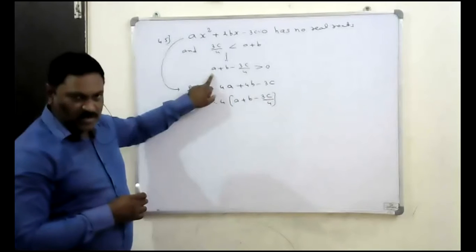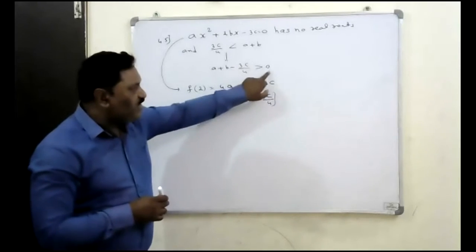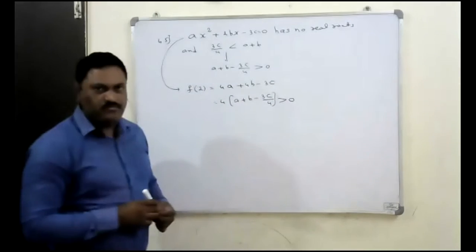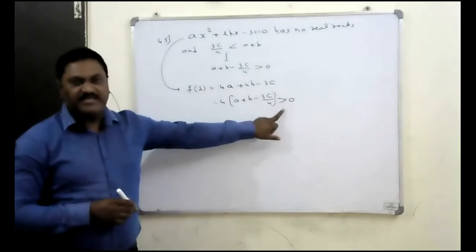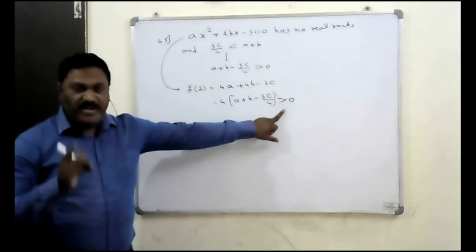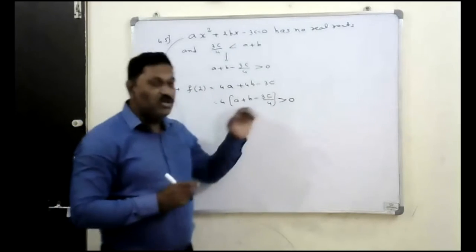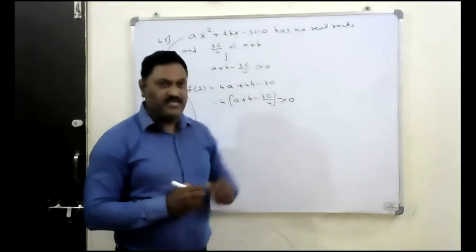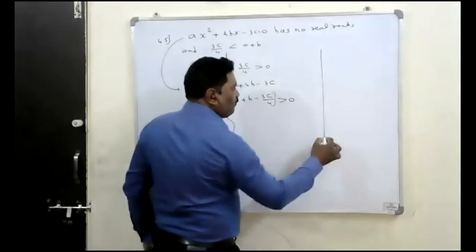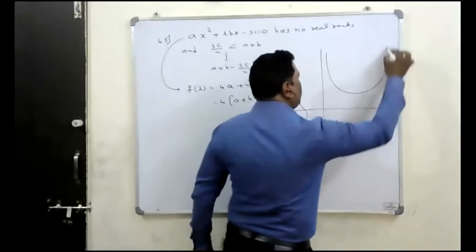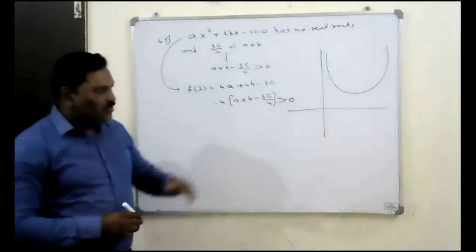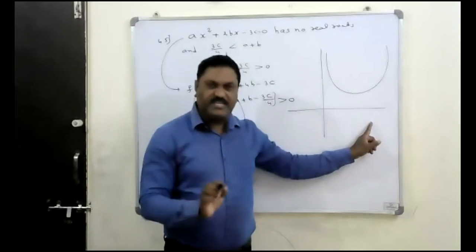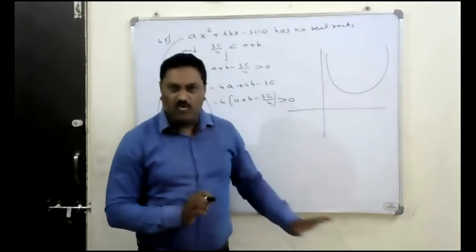Since they have given that a plus b minus 3c by 4 is greater than 0, this entire value is also greater than 0. That means f of 2 is greater than 0. When x is 2, f of 2 gives a positive value. Positive means compulsorily that the curve should lie above the x-axis. The entire curve lies above the x-axis. If it completely lies above the x-axis, then it is not going to intersect the x-axis anywhere, which means it will not have any real root.